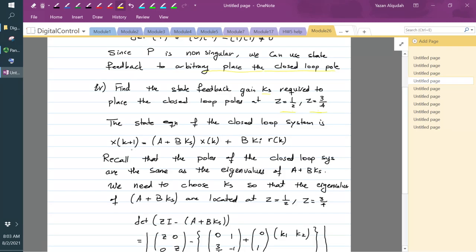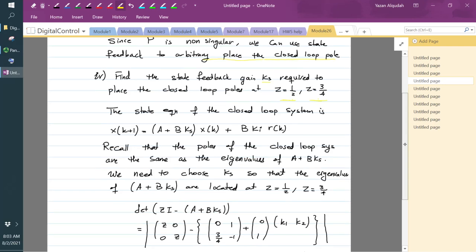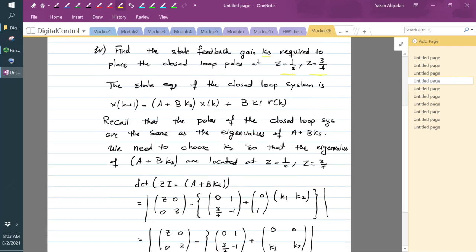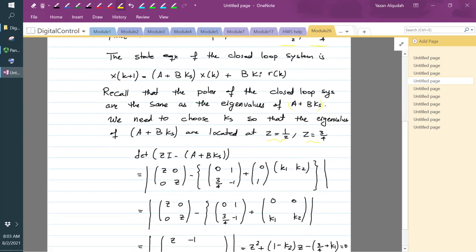and therefore x of k plus 1 is going to equal (A plus B multiplied by Ks) x of k plus B multiplied by Ki r of k. Now the poles of the closed loop system are the same as the eigenvalues of A plus B multiplied by Ks. So therefore we need to choose Ks so that the eigenvalues of A plus B multiplied by Ks are located at z equal to 1/2 and z equal to 3/4.